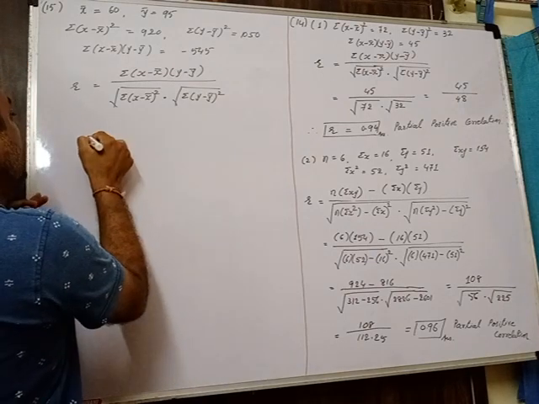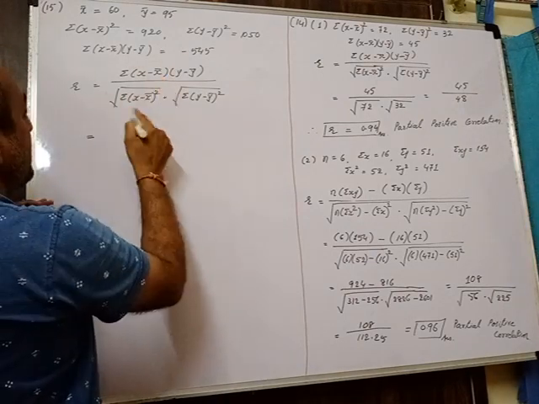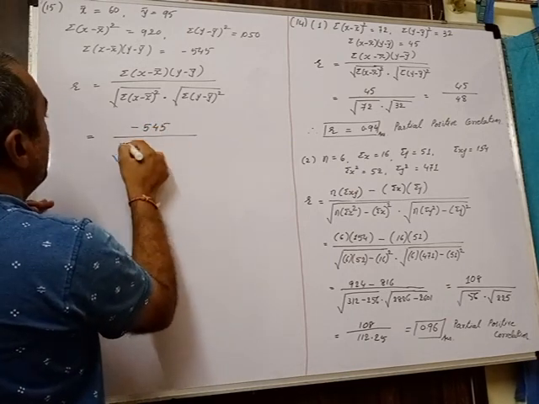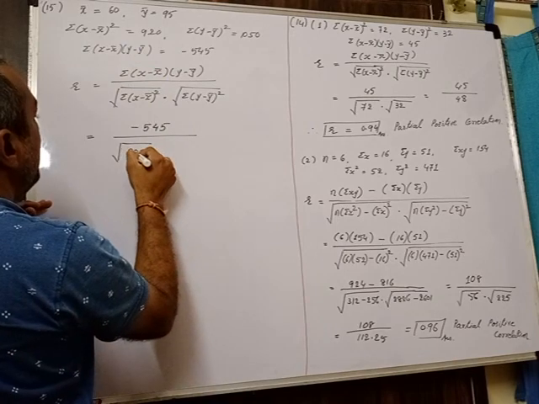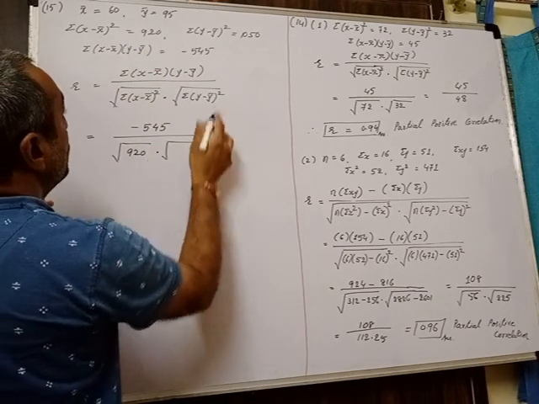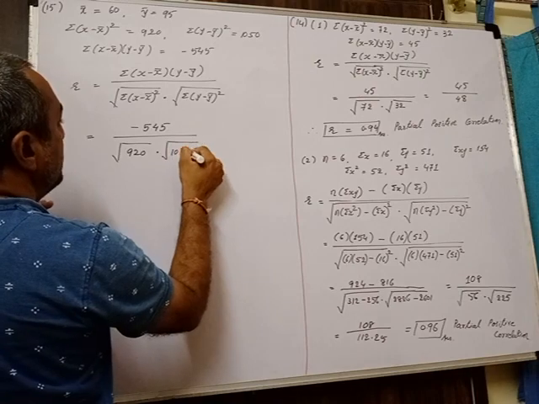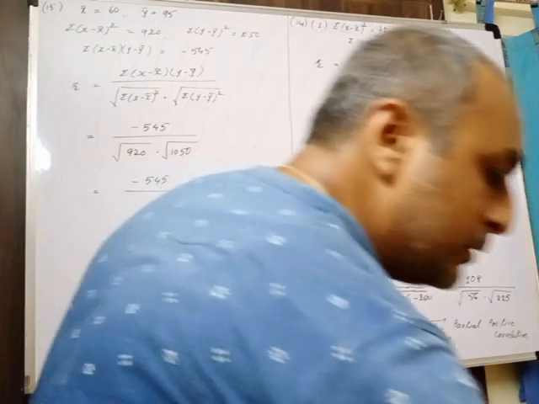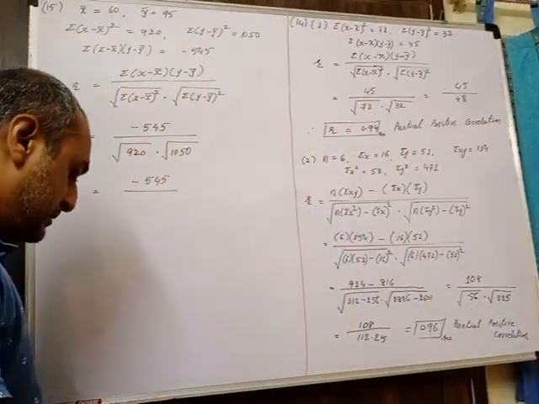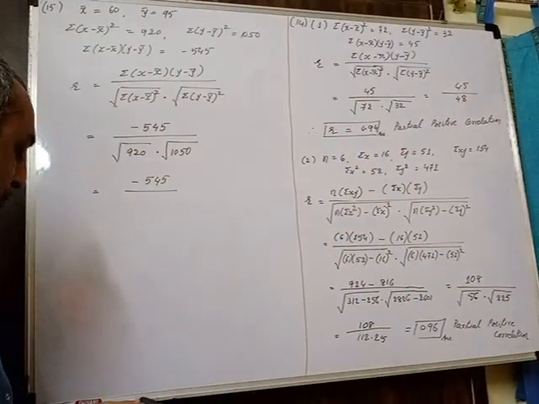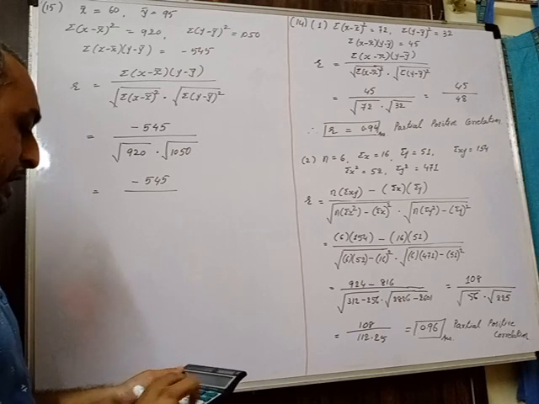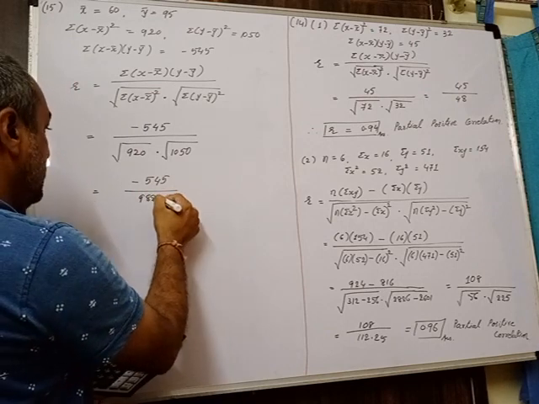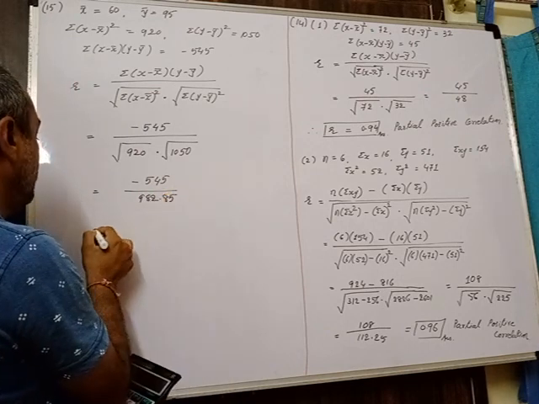Now we place the values. The sum of x minus x bar into y minus y bar is minus 545, upon the root of the sum of x minus x bar the whole square, which is 920, into the root of the sum of y minus y bar the whole square, which is 1050. So minus 545 divided by the root of the multiplication of these two values. So it is 920 into 1050, and its root is 982.85.